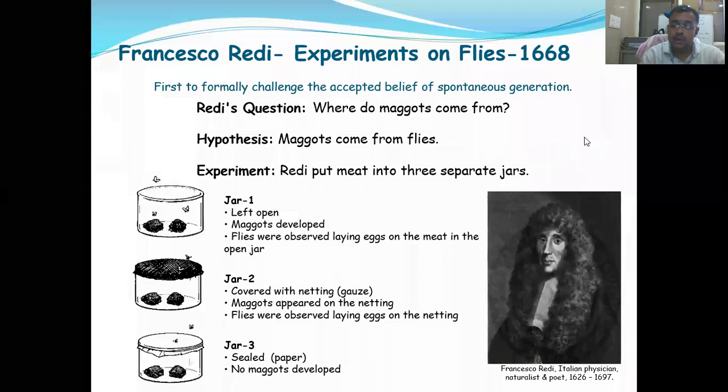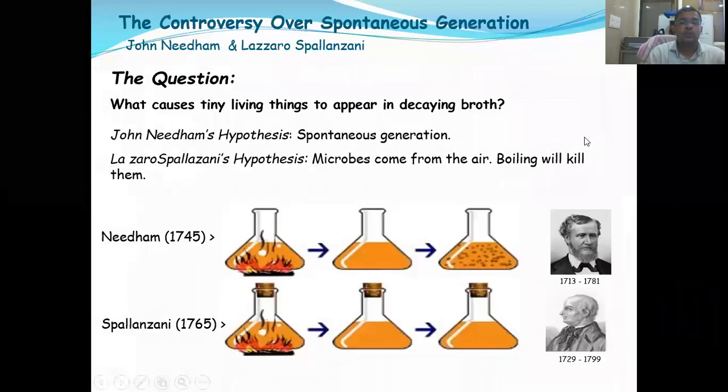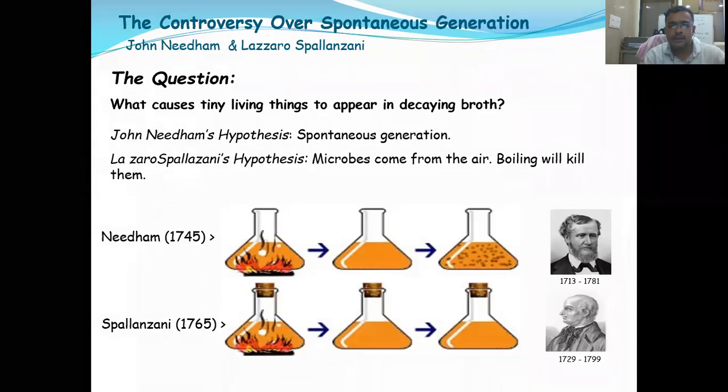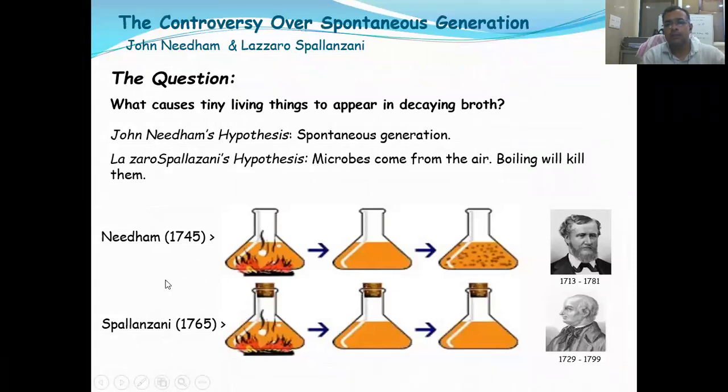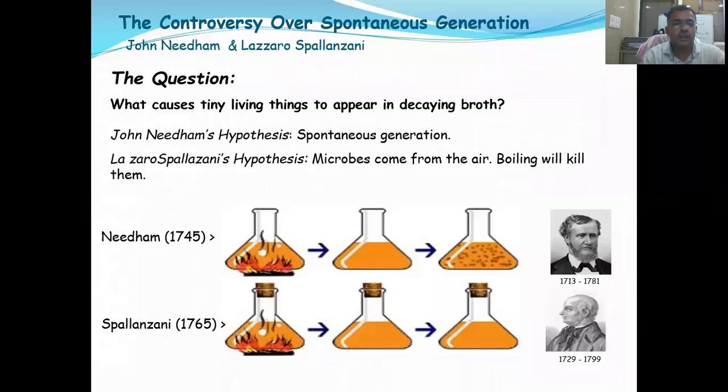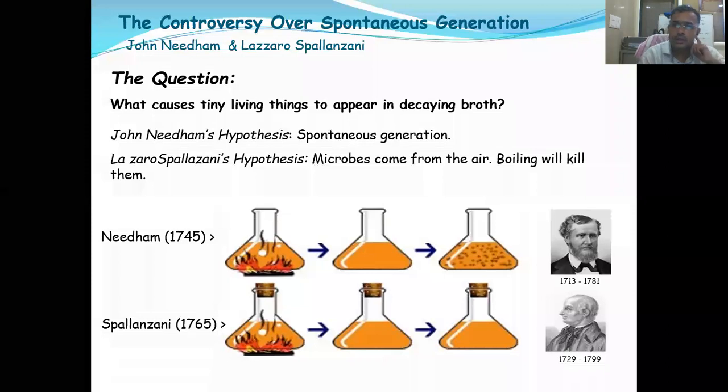Now, the next experiment was performed by two scientists, Needham and Spallanzani. Needham was an Irish priest and Spallanzani was an Italian priest. They did almost the same experiment, with a little difference. John Needham supported the hypothesis of spontaneous generation, whereas Lazzaro Spallanzani did not support it.